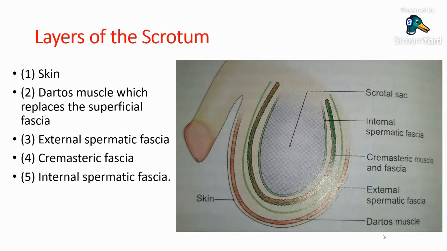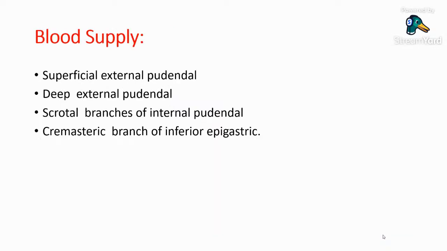So these are the layers. This will also come as MCQs. The layers of the scrotum are outermost skin, then dartos muscle, which takes the place of the superficial fascia, then external spermatic fascia, cremaster muscle or cremasteric fascia, and internal spermatic fascia. Either you can write cremaster muscle or cremasteric fascia. So the layers are: skin, dartos muscle, external spermatic fascia, cremasteric fascia, and internal spermatic fascia.